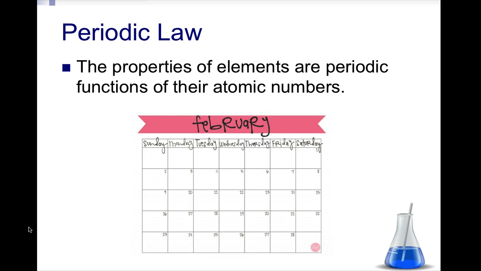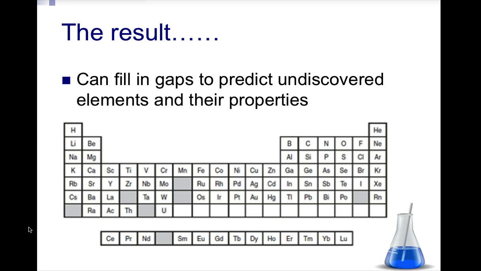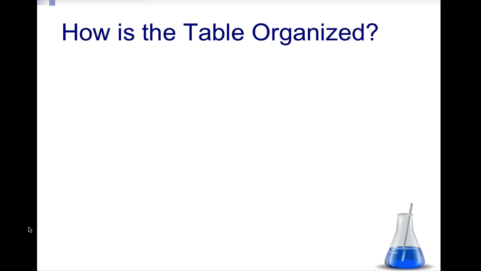Periodic law states that the properties of elements are periodic functions of their atomic numbers. And the result is we can fill in gaps to predict undiscovered elements and their properties.